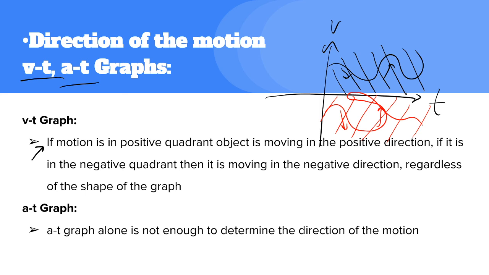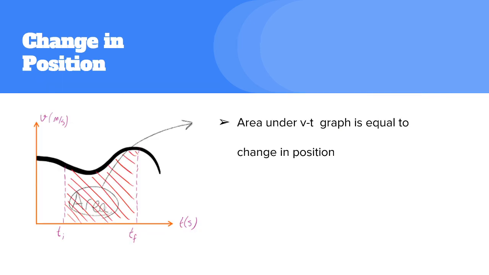So that is another key point to describe if it's increasing, decreasing, going in a positive direction, going in a negative direction. An AT graph alone doesn't tell you anything, so AT graphs are not going to be useful. And the last section of graphs, so by looking at the graphs, you can actually get more of that.